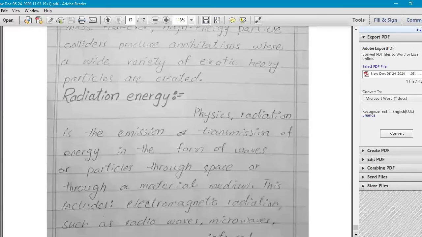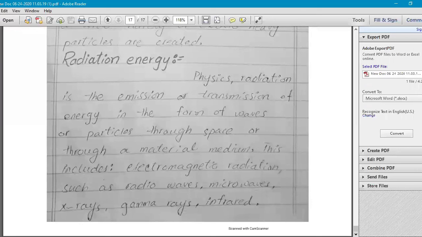And next we have radiation energy. Physics radiation is the emission or transmission of energy in the form of waves or particles through space or through a material medium. This includes electromagnetic radiation such as radio waves, microwaves, X-rays, gamma rays, and infrared radiation.